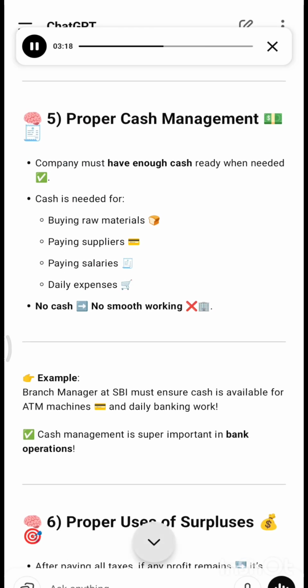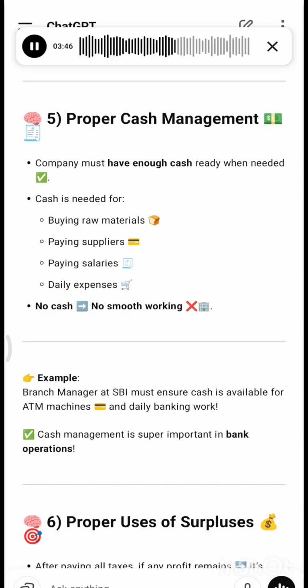5. Proper cash management. The company must have enough cash ready when needed. Cash is needed for buying raw materials, paying suppliers, paying salaries, daily expenses. No cash, no smooth working. Example: a branch manager at SBI must ensure cash is available for ATM machines and daily banking work. Cash management is super important in bank operations.